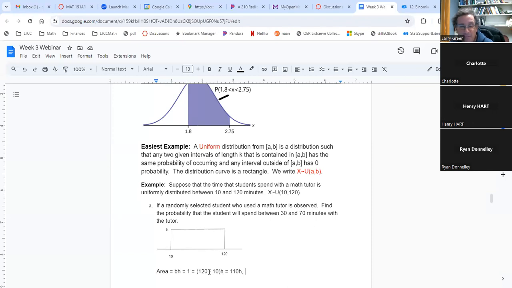How do we find h? Yeah, we divide both sides by 110 to get rid of the 110 on the right. And we get h is equal to 1 over 110. Anyone lost on what just happened? That's the first step.